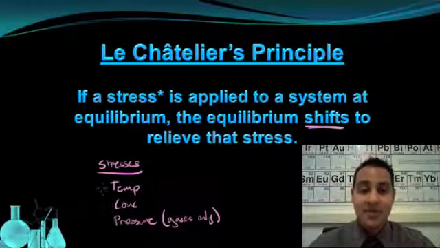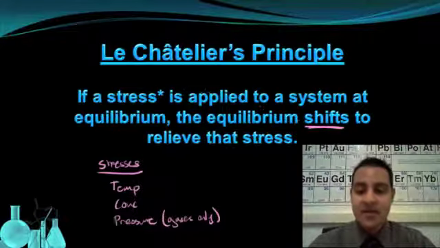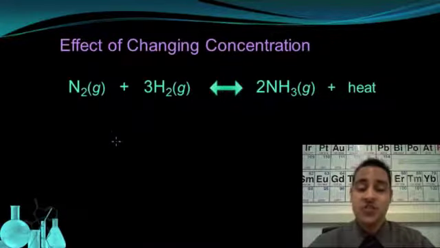We're going to see what happens to an equilibrium when these stresses are applied to the system. And the principle says that it's going to shift. As we look at some examples, we'll see what this shifting really means. First, let's look at the effect of changing concentration.